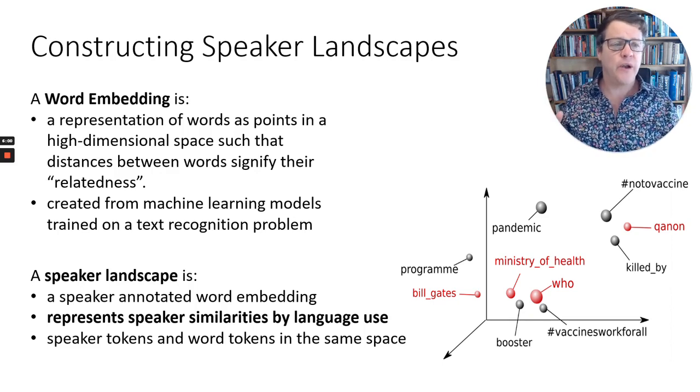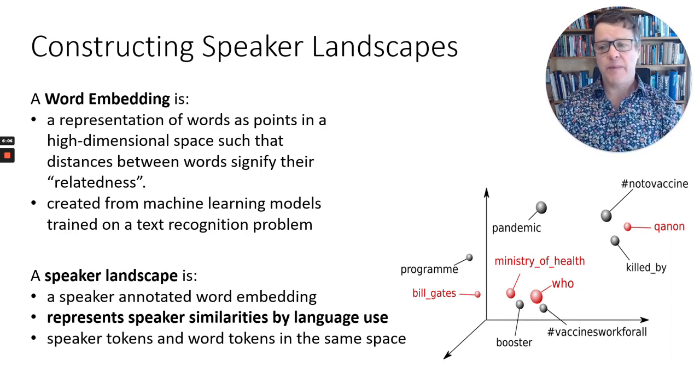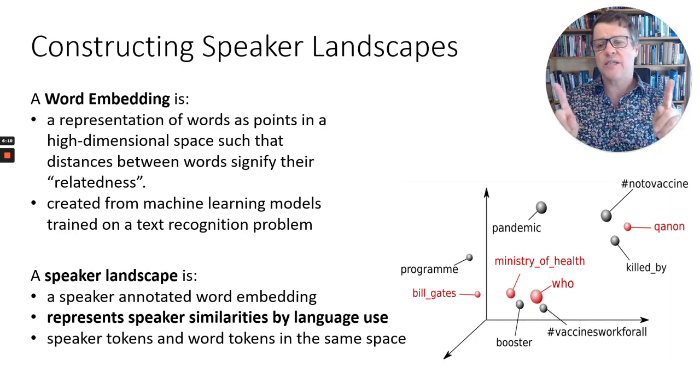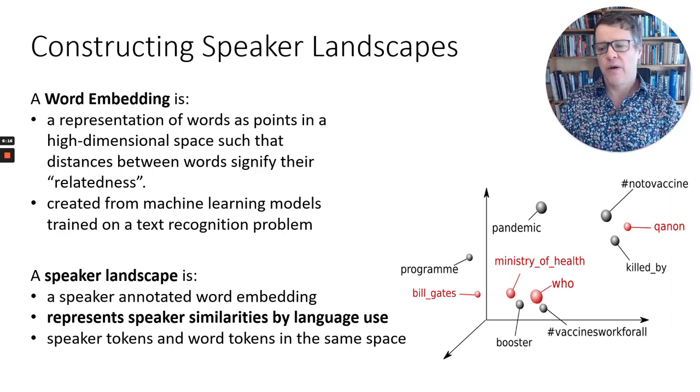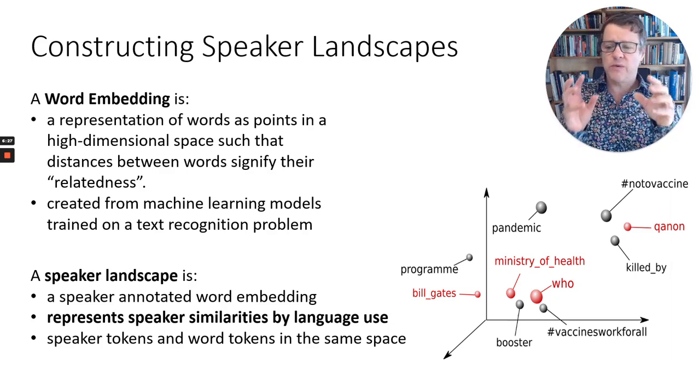It uses machine learning to understand the meaning of words and how they're used, and then represent them in a high-dimensional space. How close or distant they are in that space captures the similarity or difference in the semantic meaning, the content of those words. So what we've done is we've added speakers, we've annotated speakers, and we've put the speaker annotations, or in other words, speaker labels, into that word embedding.